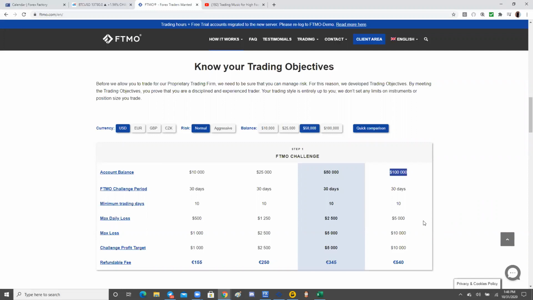So with 300K, you'll probably have a daily loss limit of 15, 20K, which is plenty for a daily loss. You shouldn't even be in that much drawdown or losing that much with a 300K account. And your max loss would probably be 30K. So your max daily loss would be 15K, and your max loss would be about 30K.